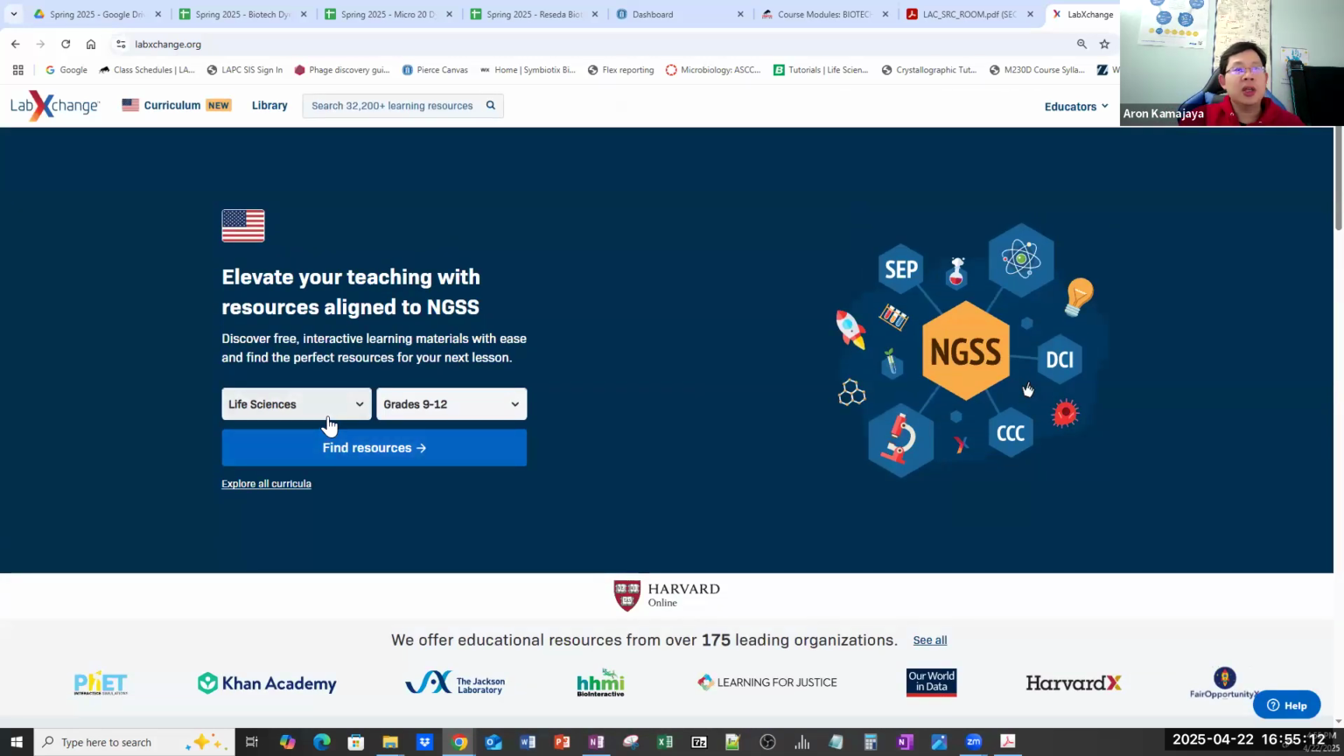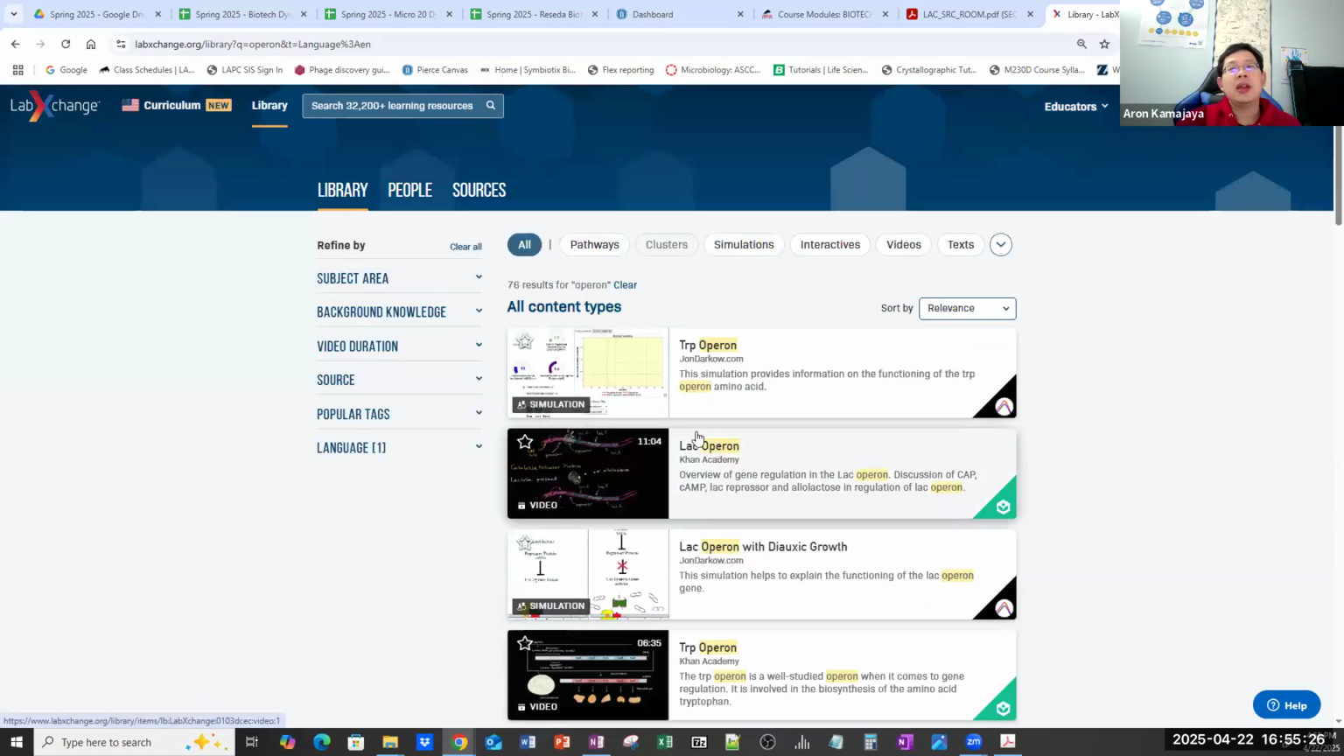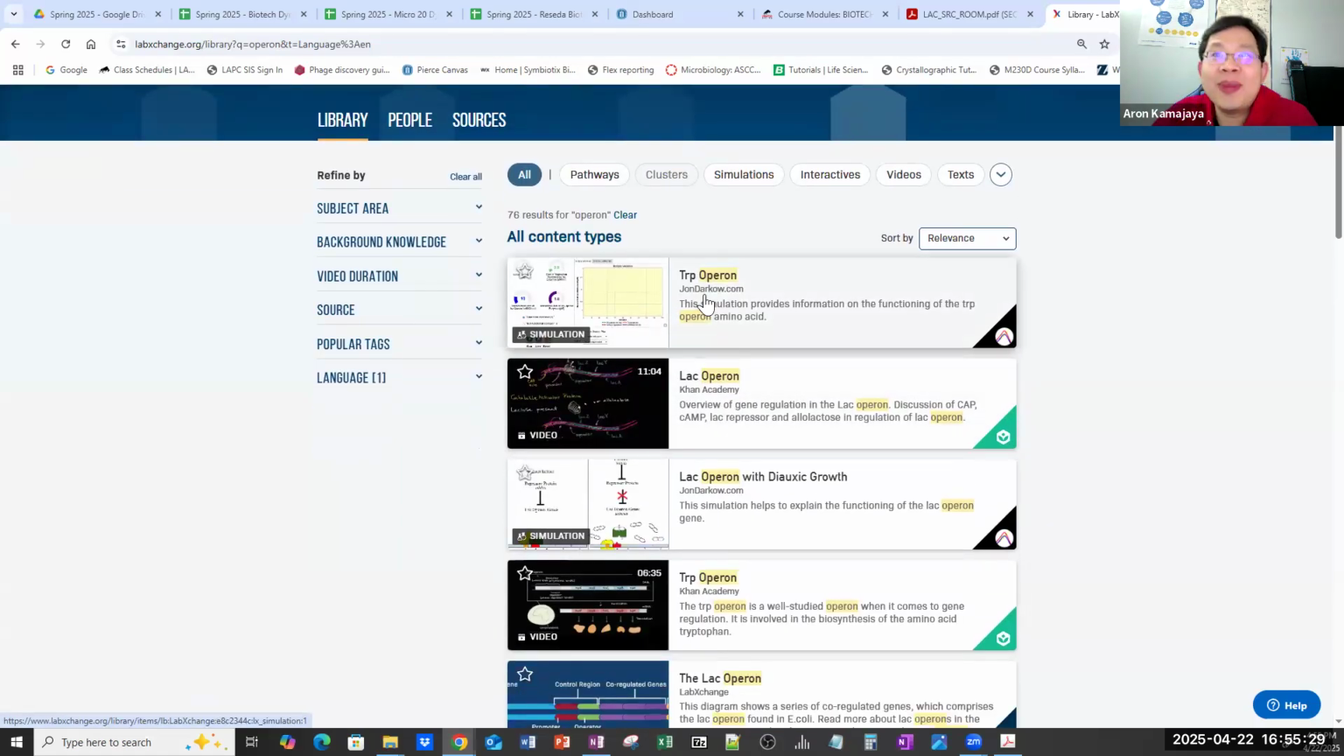So what you can do is look at this. Oh, Earth and space science. Wow, they didn't have this before, but now they have it. Good. So you can check out the library. Let's say you want to look at operon. Just type it over there and you see, oh, they even have trp operon. Wow, that is good.